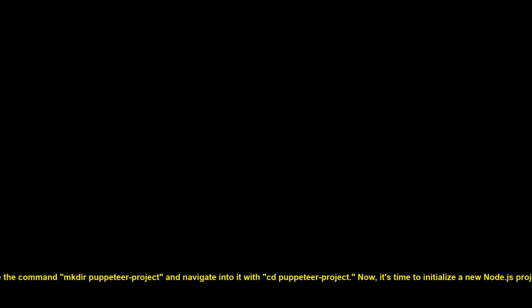Next, you will need to create a new project directory. Use the command mkdir puppeteer-project and navigate into it with cd puppeteer-project. Now, it's time to initialize a new Node project. Type npm init to create a package.json file with default settings.